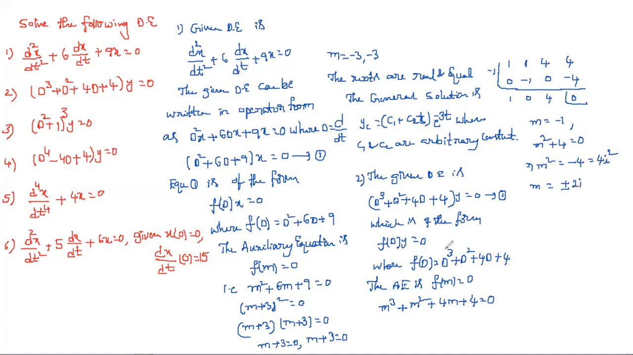So don't forget: whatever order you have, that many arbitrary constants have to be there, as well as that many factors and roots you need to get. So here the roots are real and complex conjugate, right? -1 is a real root, and plus or minus 2i is nothing but a complex conjugate. The roots are real and complex conjugate. Now you can write the solution.